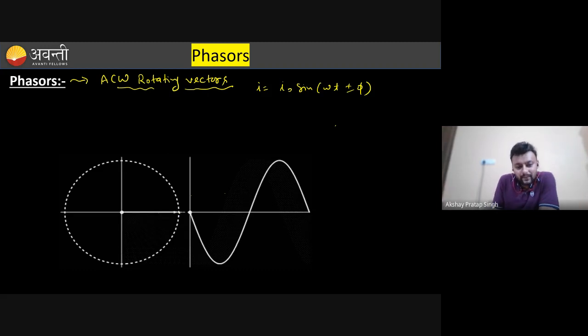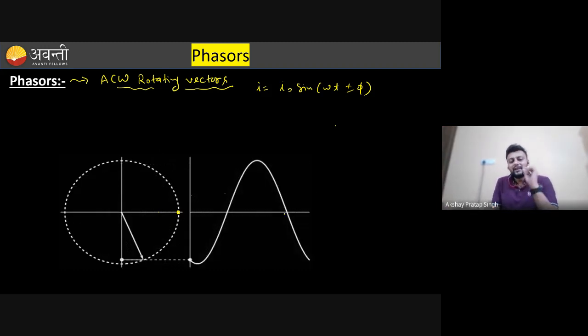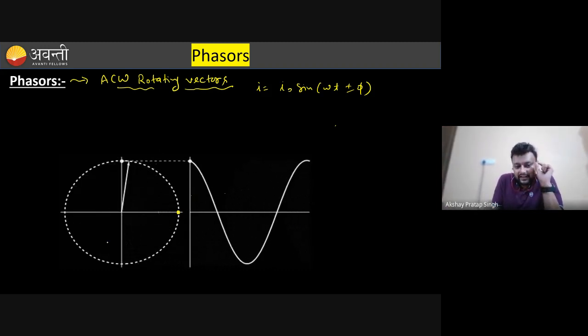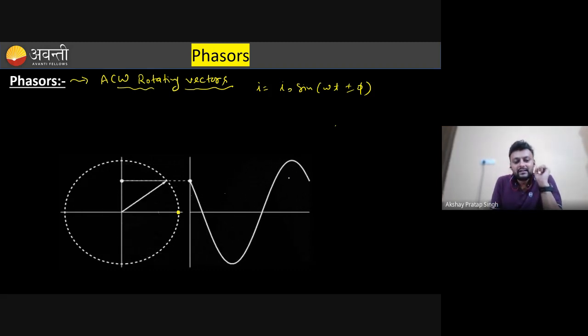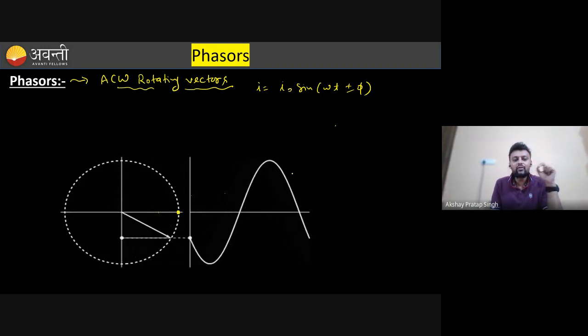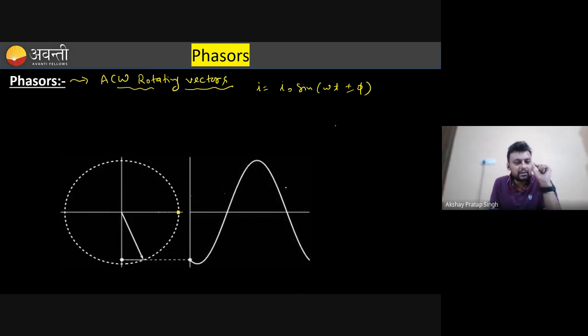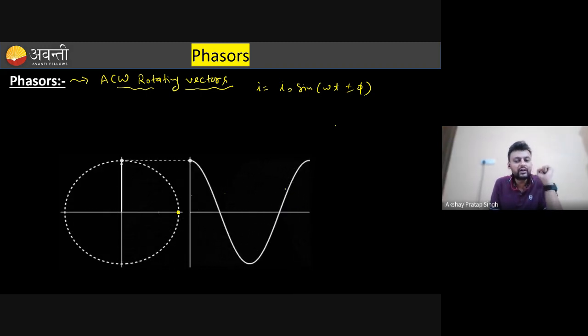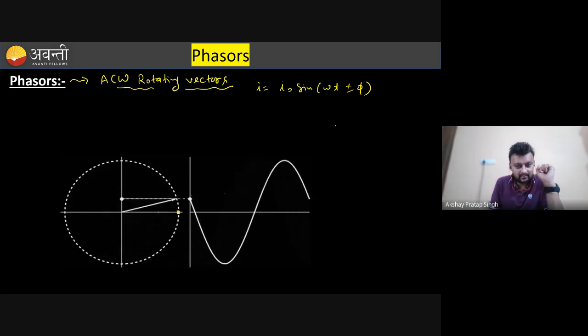Now look at that particle. Don't worry. You can see that the particle is moving, and its projection represents the sinusoidal curve. That's why we take it as an anti-clockwise rotating vector. So EMF and current both can be represented with this anti-clockwise rotating vector, like this.